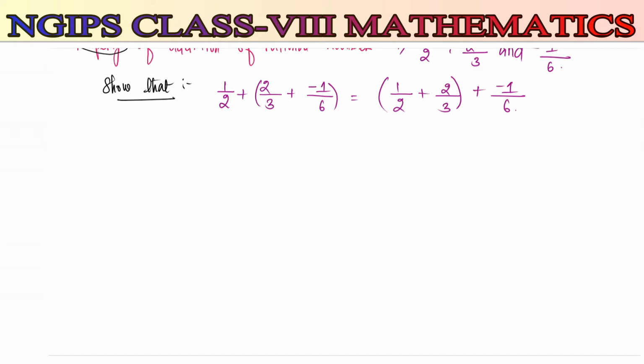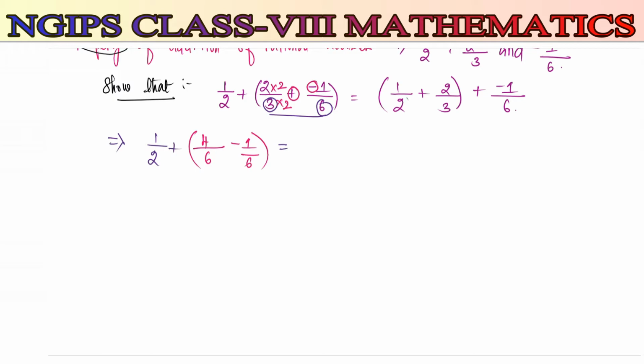Just I am going to simplify here. This implies 1 by 2 plus, first you have to simplify these two terms. The LCM of 3 and 6 is 6. So to get 6 we need to multiply both numerator and denominator by 2. So I am going to get here 2 2s are 4 divided by 3 2s are 6 plus into minus, here you will get minus 1 divided by 6 equal to, here we need to simplify these two terms.